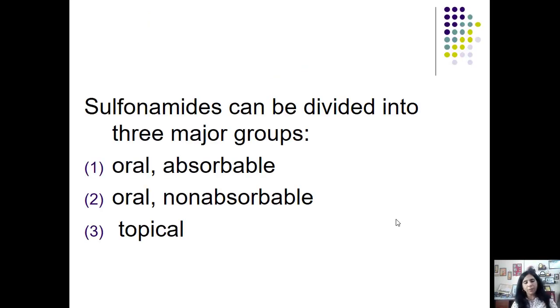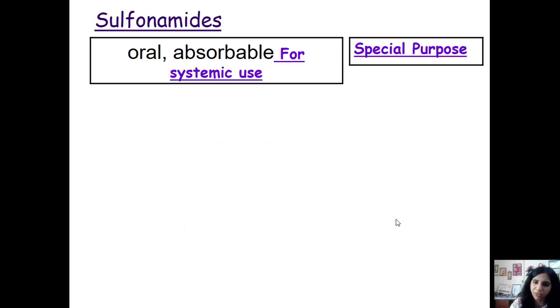You know it is classified under oral non-absorbable. I told you it can be classified oral absorbable, in which we had the three types: sulfadoxine, sulfadiazine and sulfamethoxazole. Then we have oral non-absorbable, which is meant to be given orally, but it is not absorbed in the GIT. It is meant for its local action. And what local action? I will let you know. And topical use. Topical ones are the ones which are given on the eye or applied on the skin. So this classification is actually trying to merge everything.